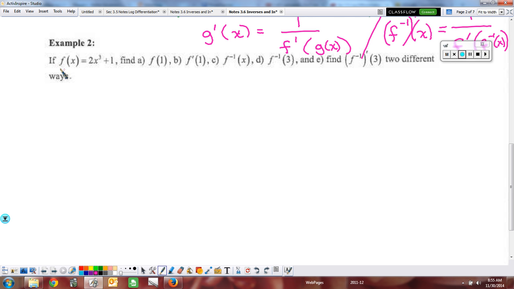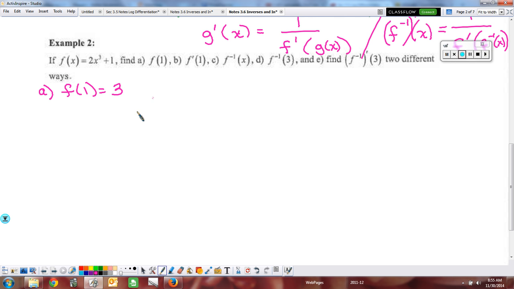So we have this function. We're going to start with a nice simple function, 2x cubed plus 1. All right, so the first thing they're going to have me do is find f of 1. Straightforward. You're going to plug in 1. 2 times 1 cubed plus 1 is 3. Notice that what you're doing here in part A is really finding a point that's on f.